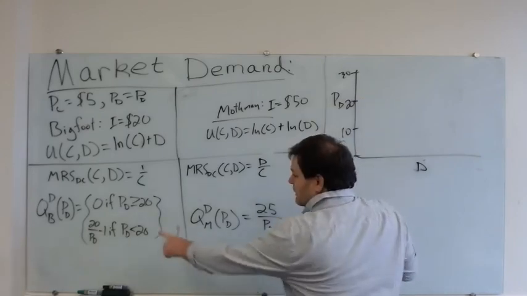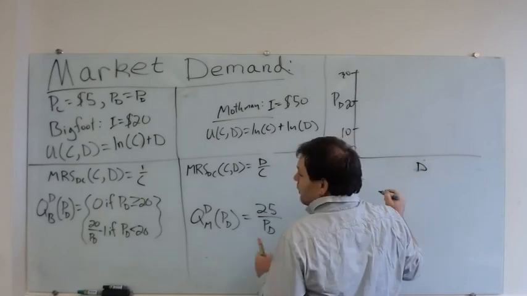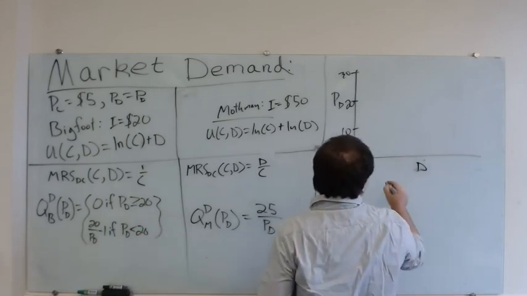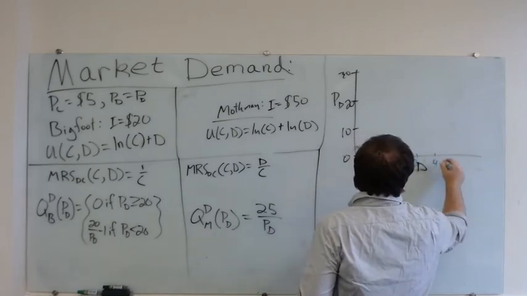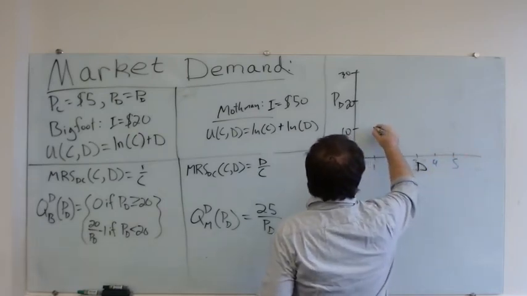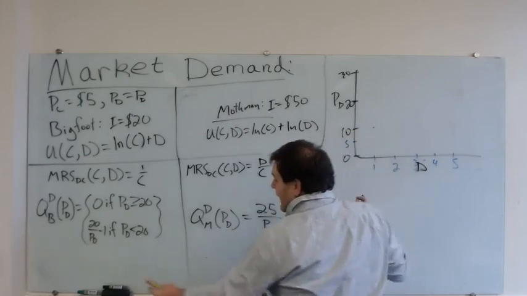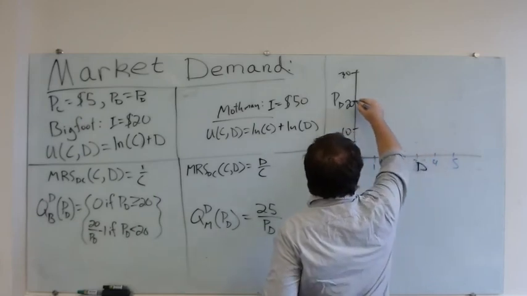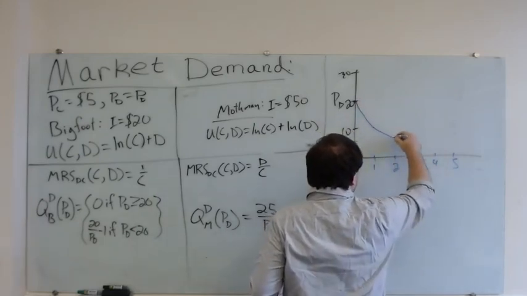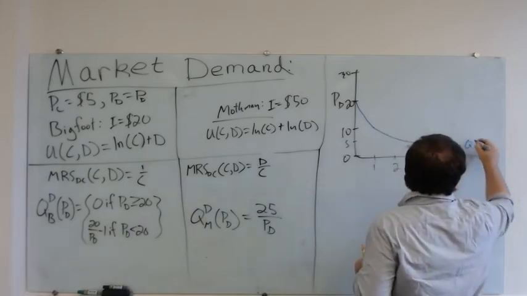So at a price of 10, we're going to demand 20 over 10, which is 2, minus 1. Let's see, 1, 2, 3, 4, 5. So we're going to have a demand of 20, 10. If we had a price of 5, 20 over 5 is 4 minus 1 is 3. It's going to look something like this. This is Q, B, PD.